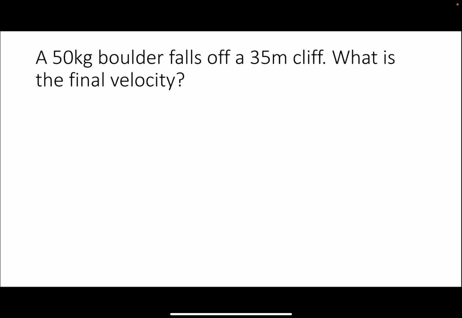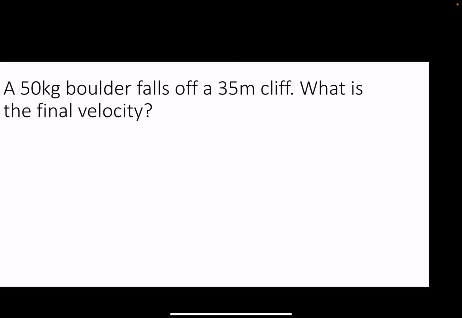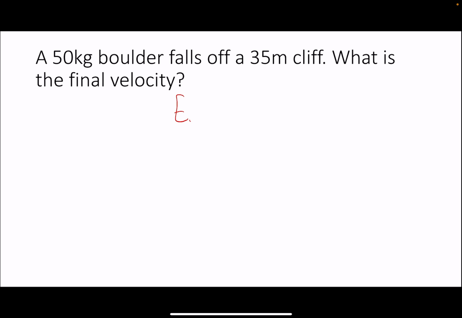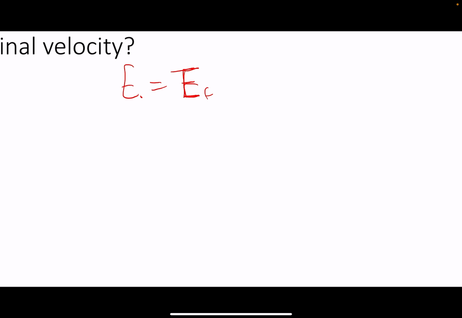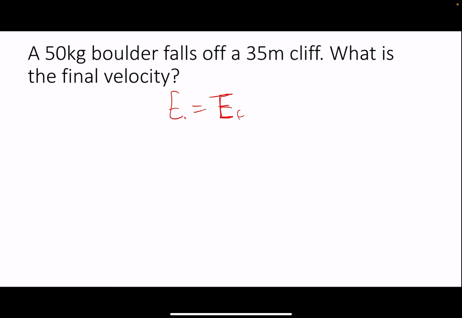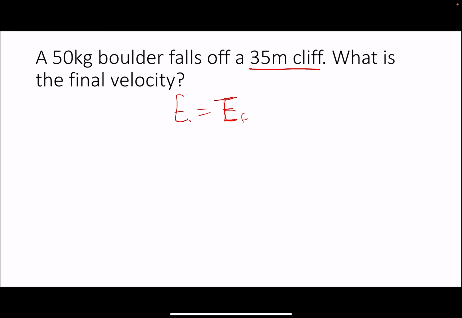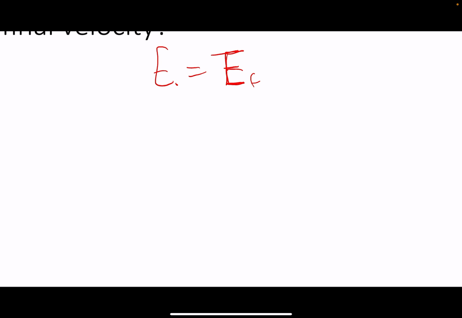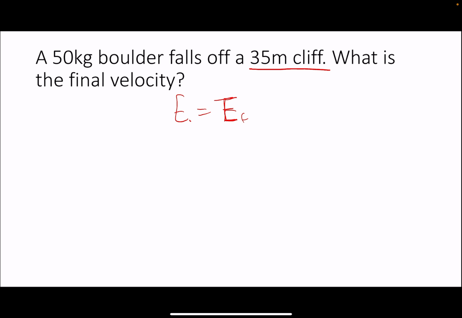If we have a boulder that's falling off a cliff, what's the final velocity? Well, in this case, again, whatever our energy beforehand is going to equal our energy afterwards, right? Energy before equals energy afterwards. What is our energy before? Well, beforehand, we only have potential energy, right? We're on top of a cliff. Anytime you see a height, you should associate that with potential energy, and gravitational potential energy specifically.